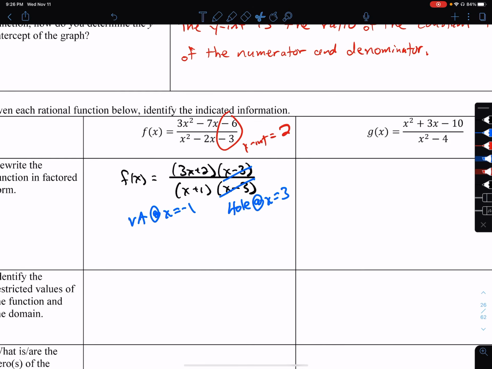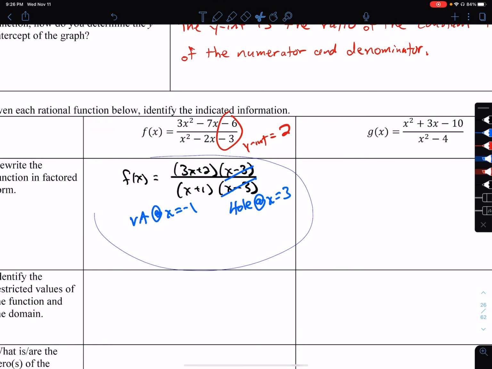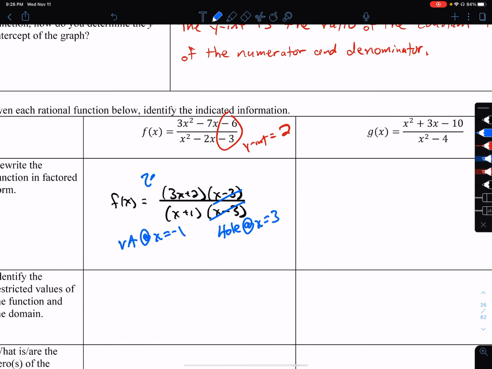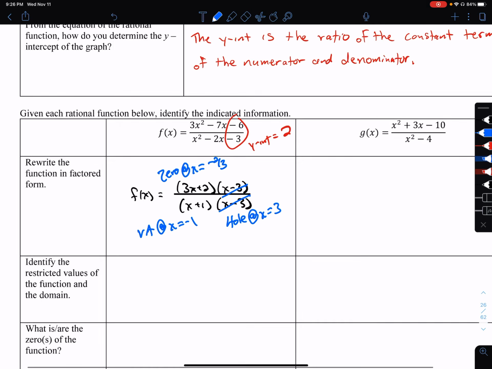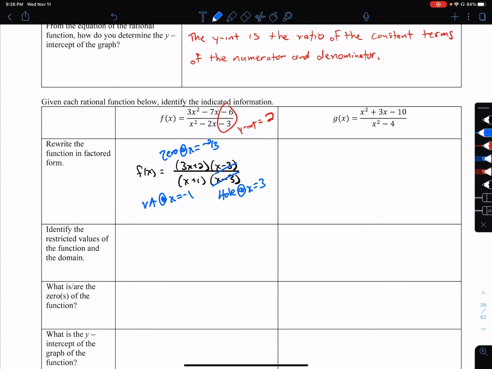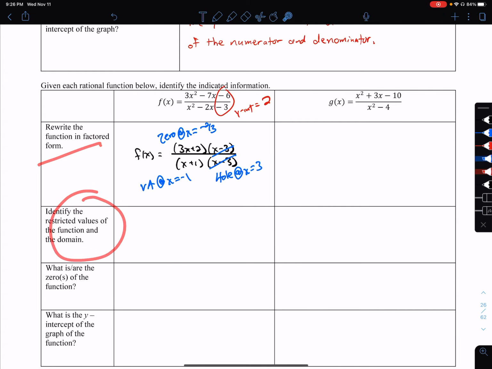Move this down a little bit so I can see, I can write this. We're going to have a 0 in this function, and whatever would make this binomial equal to 0, which is going to be when x is -2/3. We know all that just by the factored version of the function. All we were supposed to do is rewrite it in factored form. Identify the restricted values of the function. Well, the restricted values are what makes the denominator equal to 0. So x cannot be -1, and x cannot be +3.